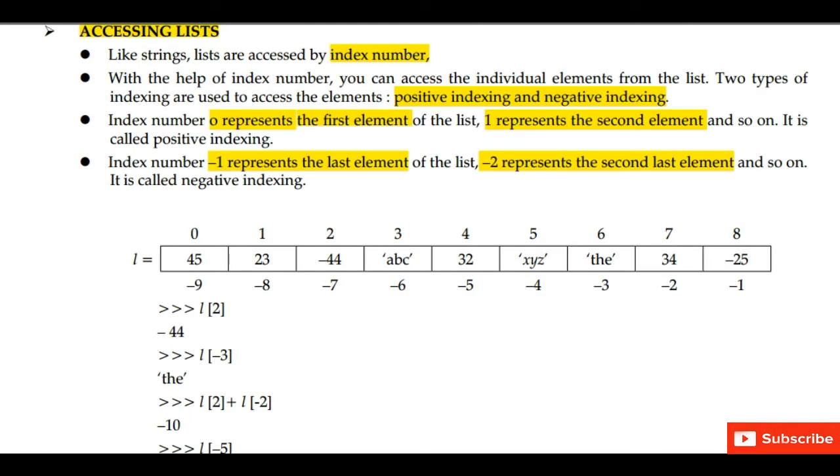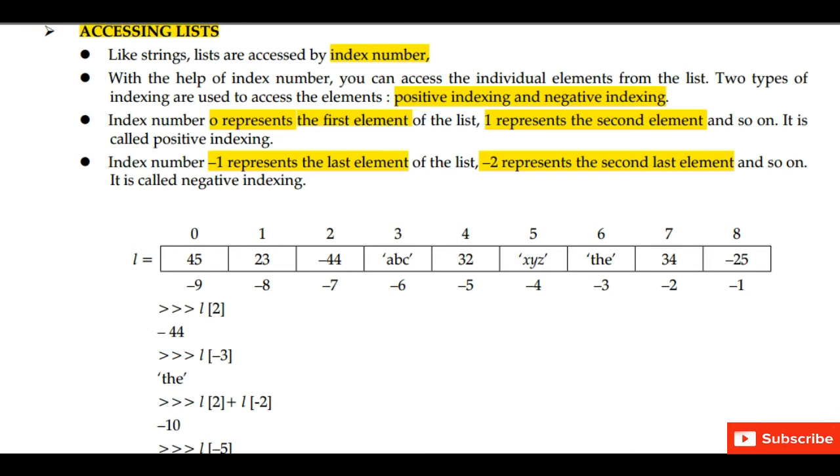How can we access the elements in the list? A list can be accessed by index number. With the help of index number, you can access the individual elements from the list. Like we studied in the last class, there are two ways of indexing. One is positive indexing and the other is negative indexing, or we can say reverse indexing. So let us study them one by one.